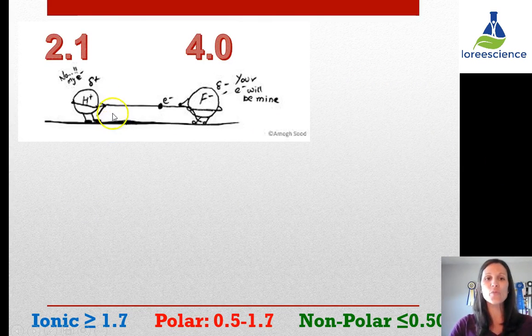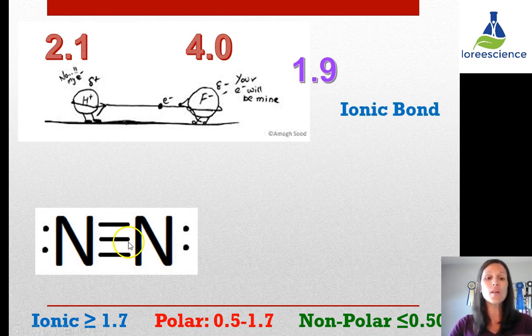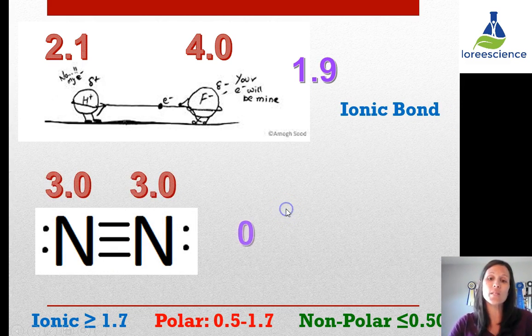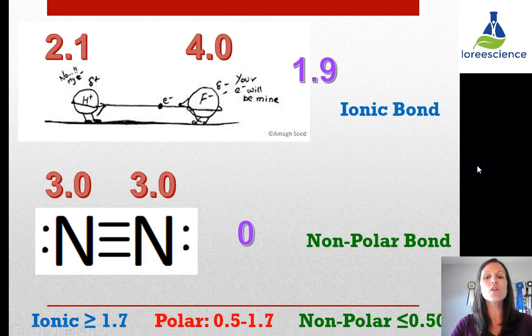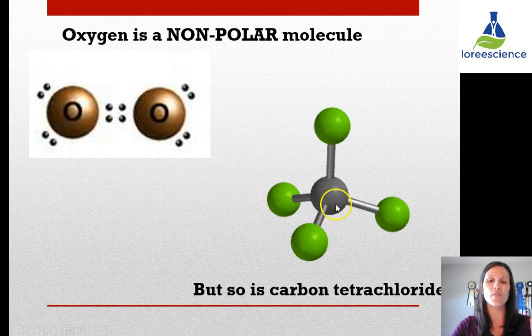Another couple examples, we have hydrogen and fluorine. The difference would be 1.9. It's an ionic bond. If you have 2 elements that are exactly the same, the difference is going to be 0, so it's going to be non-polar, or equal sharing. So oxygen, clearly a non-polar molecule, equal sharing. Well, what if there are different elements involved? Carbon tetrachloride is also non-polar.